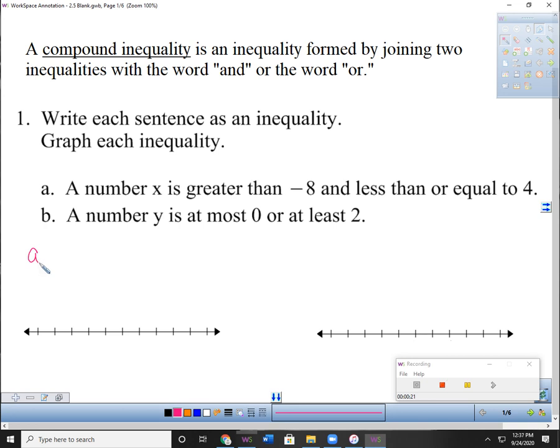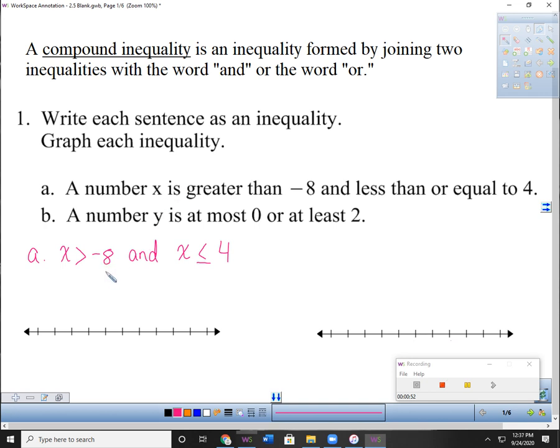Alright, so part A. And I like for you to write it as you go. So this is a number X is greater than, so we put a greater than symbol, -8. And, so we're going to write the word and, less than, so I know that same number is less than or equal to 4. Now, when we have an and statement, we can write that as one statement without the and, alright?